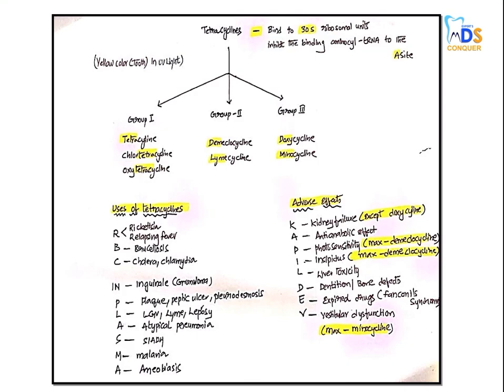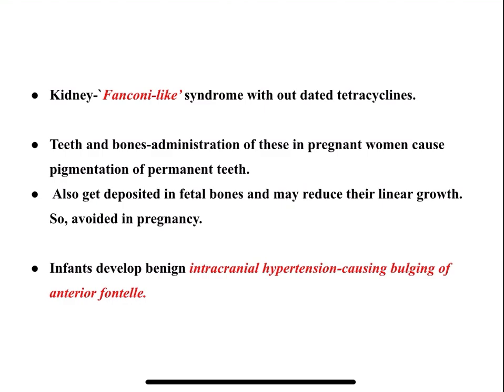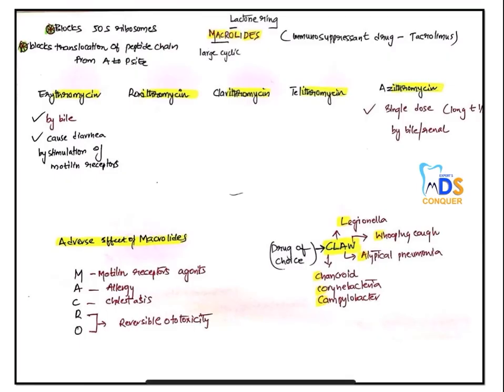So just have a look at this chart again. Fanconi syndrome can occur because of outdated tetracyclines, and we know they can chelate calcium, so they can cause damage to the teeth as well as the bone. That's the reason they are avoided in pregnancy. Infants can also develop intracranial hypertension causing bulging of the anterior fontanelle. So this is regarding tetracyclines.